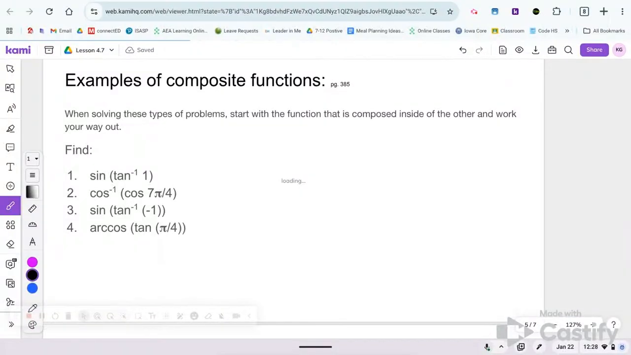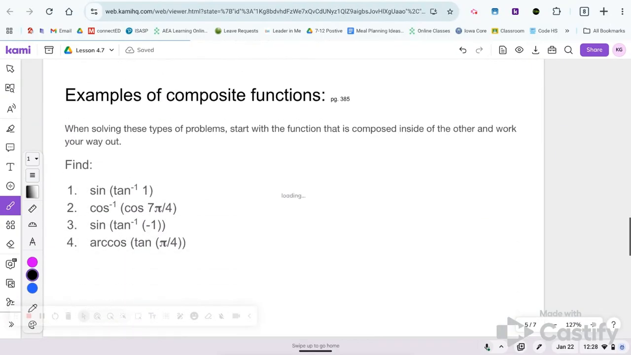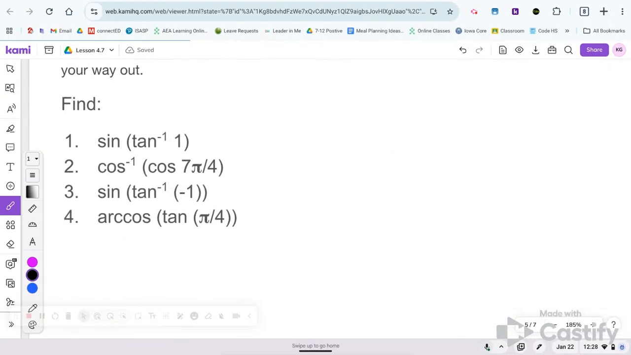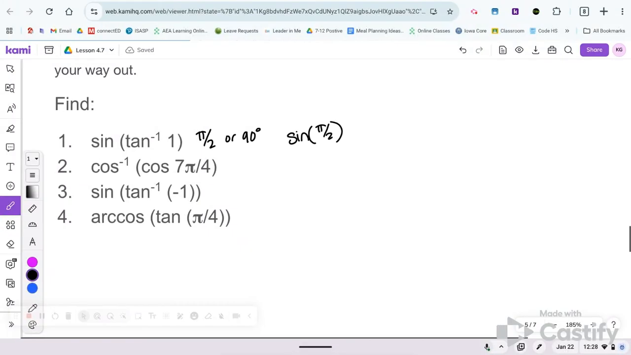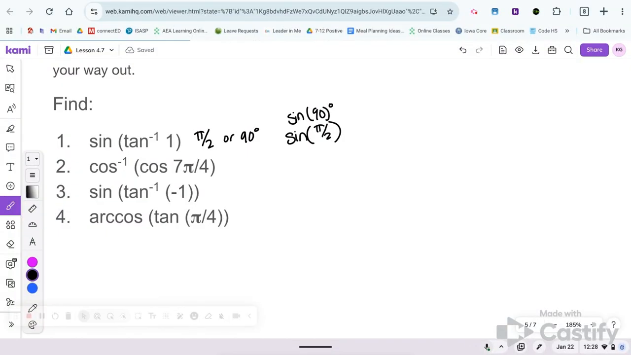On this one, we're doing composite functions, and we did composites in Algebra 2 when we talked about f of g and g of f. And so when you're doing these types of problems, you start with the inside of the function and then work your way out. So first I'm looking for where is the tangent 1? And it is at pi over 2 or 90 degrees. And then the second thing I want to do then is ask myself, okay, what is the sine at that pi over 2 or the sine at 90 degrees? And the answer is 1.